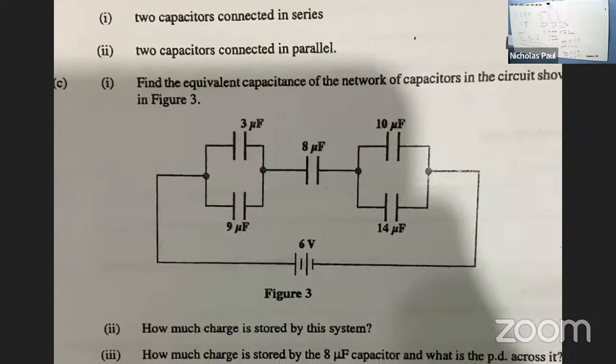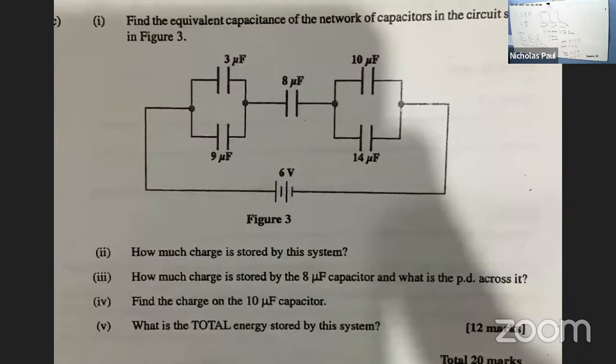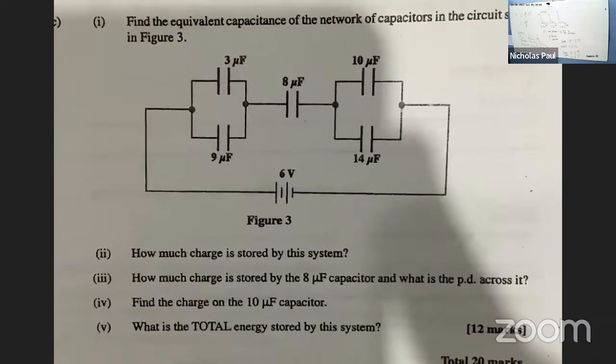Don't stress yourself over that. You can learn that before the exam, right? But let's focus on this now, because it's the first time we do this diagram. I don't know what year it is. I think it's 2012. I'm not too sure.